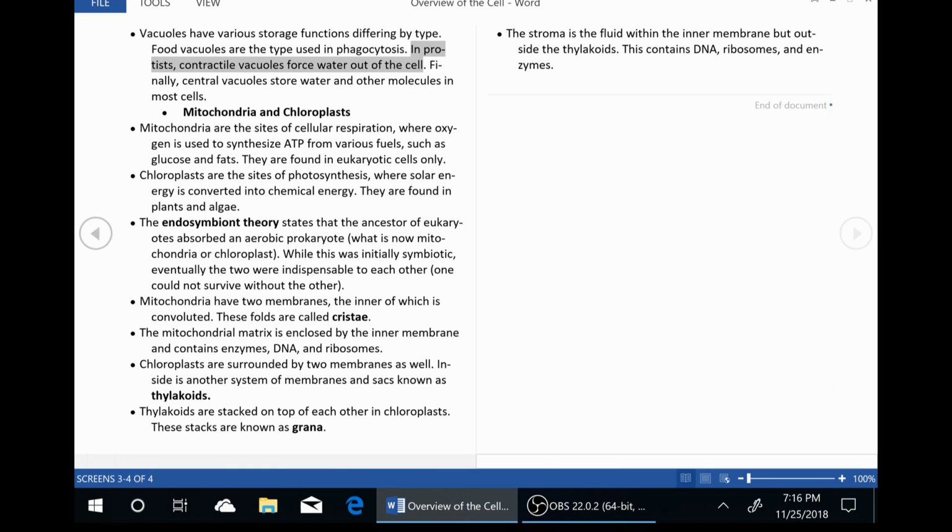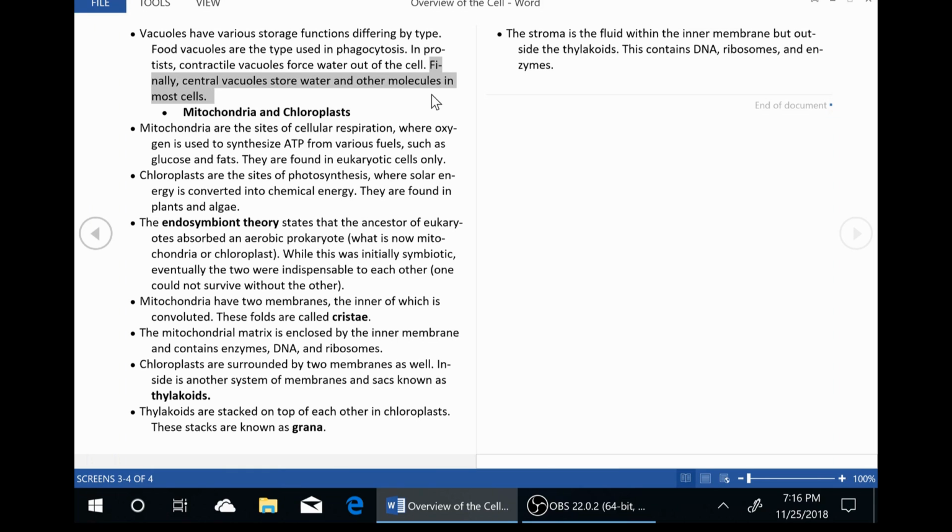And so this is really important because if there's too much water inside the cell, then that can cause various problems. It can cause, like, lysosomes to be damaged. It can cause various other problems because water concentration is really important.